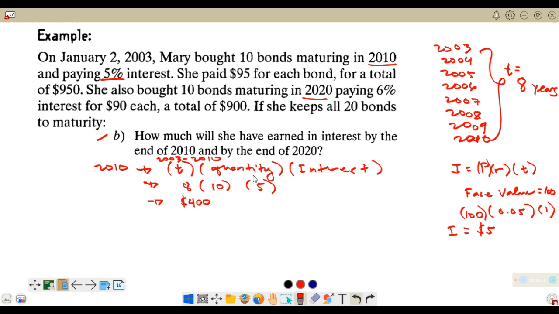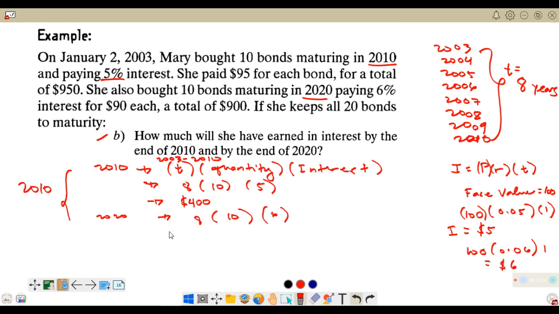for the 2010 bonds. But we also have the 2020 bond, right? So at the end of 2010, how much will you have earned from the 2020 bond? From the 2020 bond, it also runs for 8 years, you have 10, and the interest is 6%. I'll just replace it here with 0.06. It is easy to compute that you will get $6 for each. So 8 times 10 times 6 gives you $480. So this is solely for 2010.